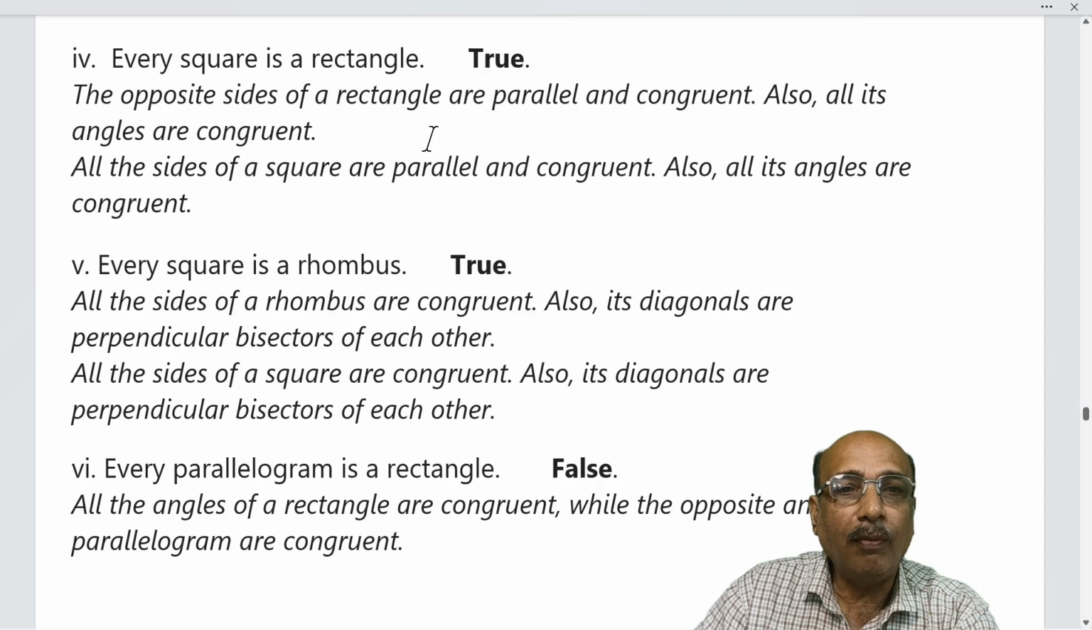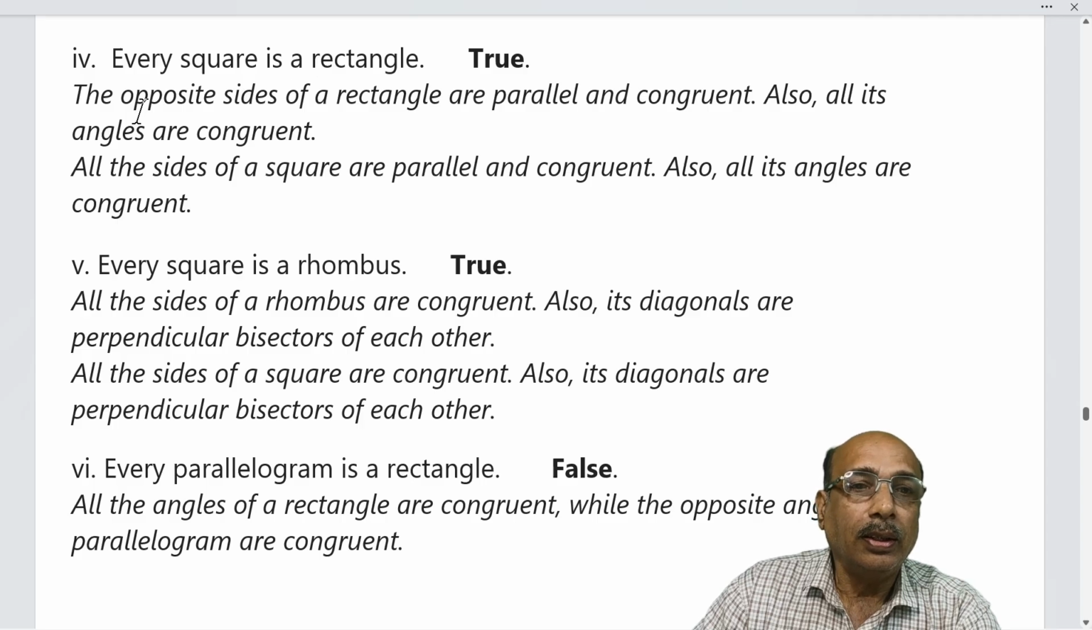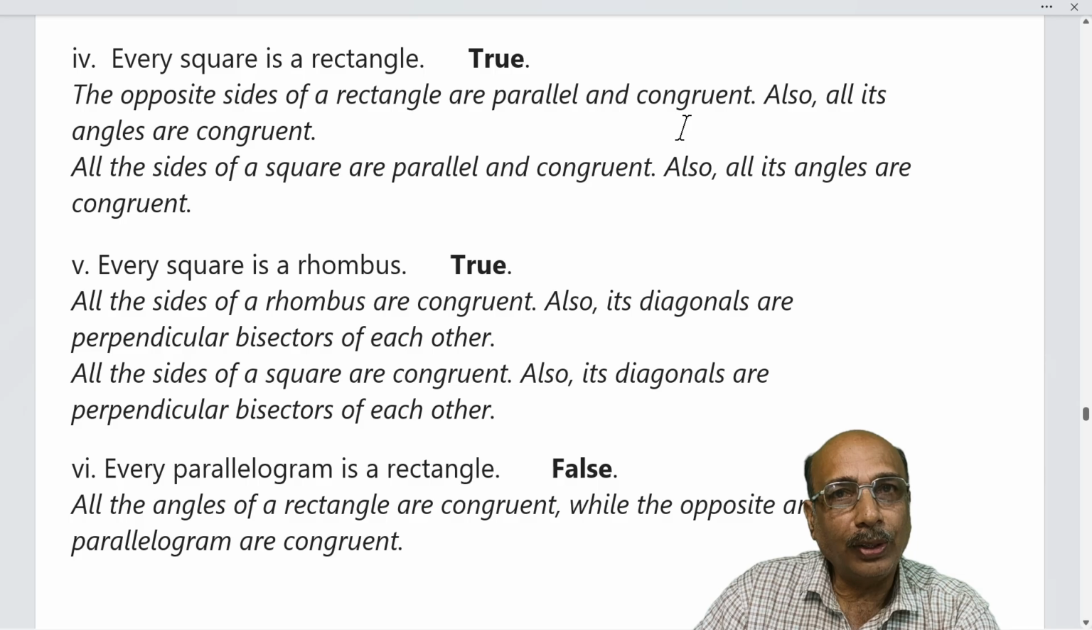Next, every square is a rectangle. Here again it is true. The opposite sides of a rectangle are parallel and congruent. Also, all its angles are congruent. All the sides of a square are parallel and congruent. Also, all its angles are congruent. Therefore, every square is a rectangle.